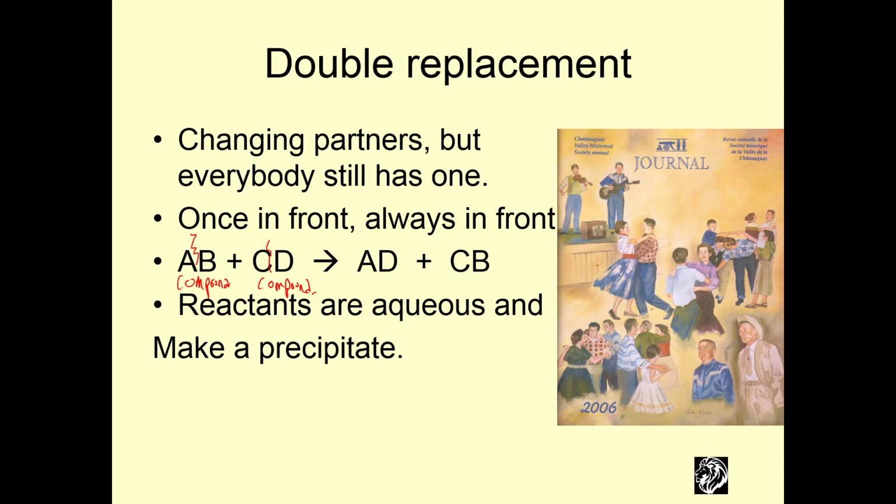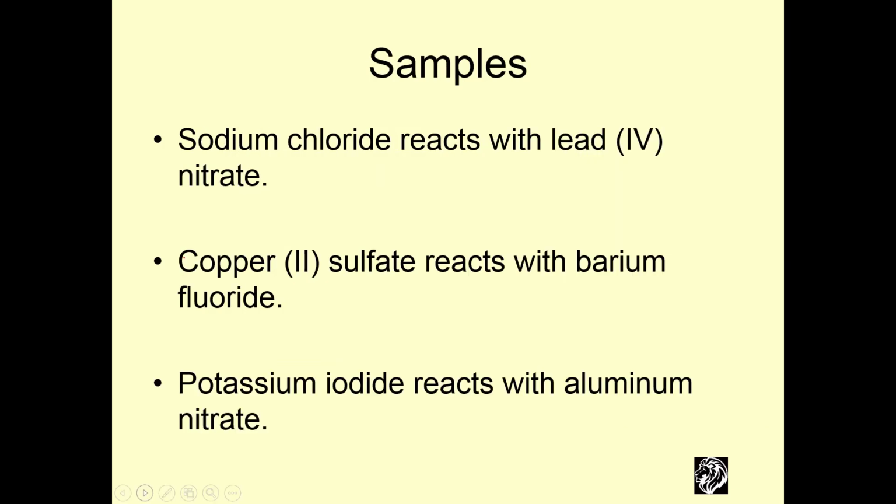Okay. The reactants are aqueous, and it's going to make a precipitate. Sodium chloride reacts with lead 4 nitrate. Sodium chloride, plus 1, minus 1, charge is good. Reacts with lead 4. Lead, that 4 means its charge is plus 4. Nitrate, these ions are still here? Yeah. To balance these charges, it takes 4 negative 1s to balance a plus 4. And then I erase the charges.